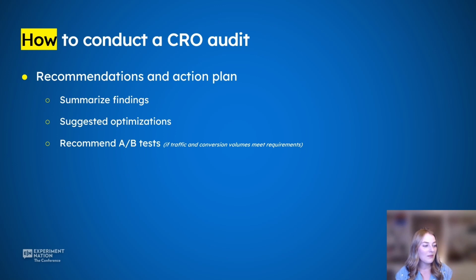Next up, recommend some A/B tests if your traffic and conversion volumes allow for it. Use something like the CXL testing calculator to decide whether that is something that would work for your client or for you with the level of traffic and conversion volume you have. You definitely need enough to be able to test. But you always want to identify some potential tests that could be run.